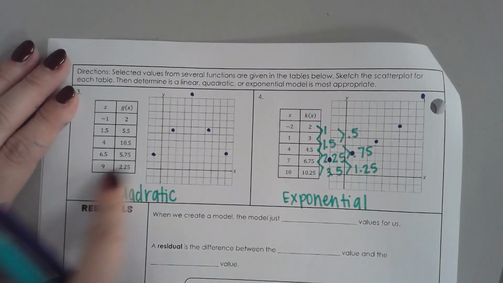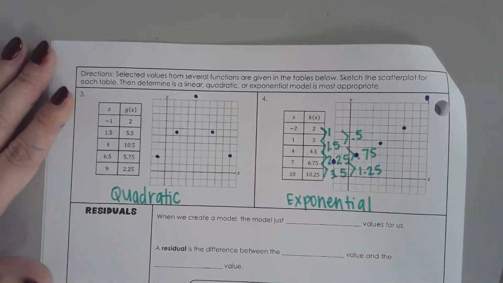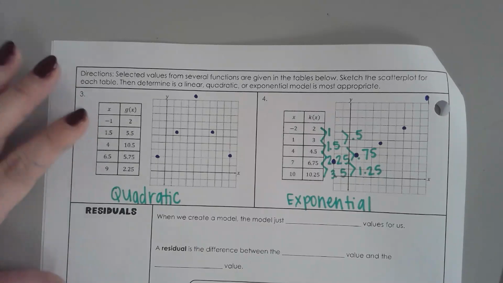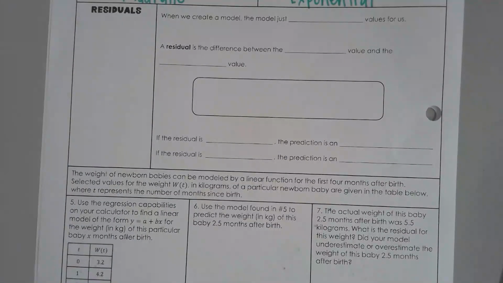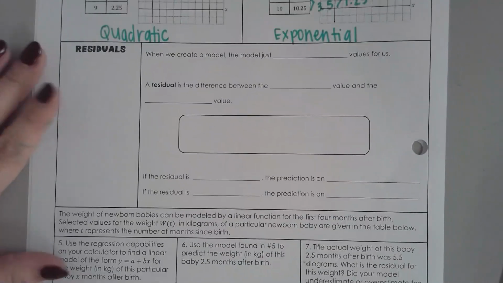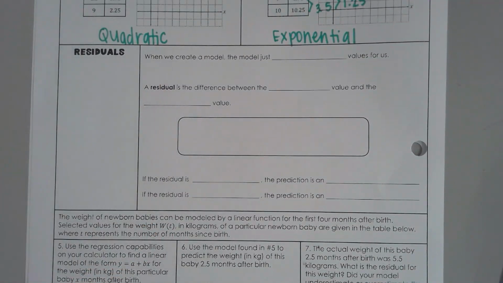But using the residuals, that's a way we can tell if you picked the right one. And sometimes it's not a perfect pick. Sometimes maybe two of them might get close to the data that you have. But we look at the residuals. And you've seen this word before a little bit. So a residual is, well, we'll get there in a minute.